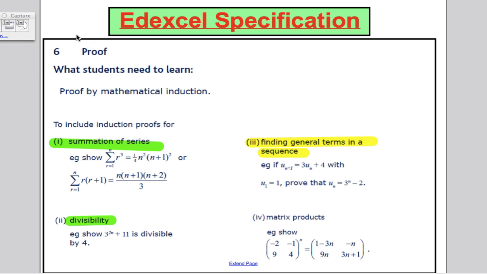As always, we take a look at the Edexcel syllabus. We've done summing series, we've done divisibility. Now we want to be able to find the general terms in a recurrence relationship sequence. For example, if u subscript n plus 1 is 3 u subscript n plus 4, and u1 is 1, prove that the general term un is 3 to the n minus 2.